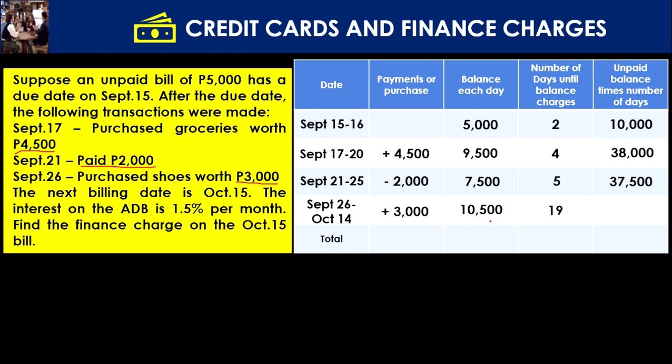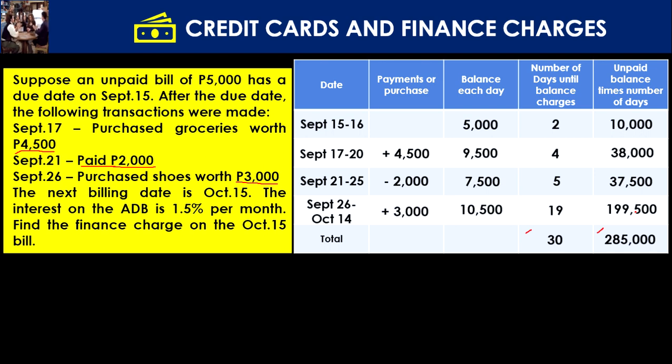Then let's multiply this. 10,500 times 19 is 199,500. Then let's get the totals for the fourth and fifth columns. We add 2 plus 4 plus 5 plus 19, which is 30. On the last column, we add 10,000, 38,000, 37,500, and 199,500. That is 285,000.